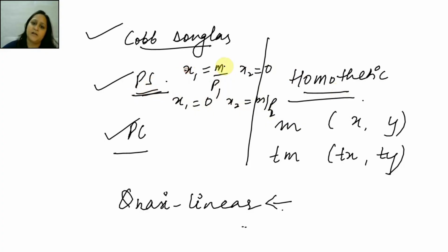If M doubles, x1 doubles. If M triples, x1 triples. So on and so forth. आप similar example perfect complement का लेके अपने आप भी solve कर सकते हो to prove this point, but you will still get the same answer. The only thing I'm trying to say is, अगर आपको कोई पूछे what are the examples of homothetic preferences, you can write any example of a Cobb-Douglas utility function, perfect substitute utility function, or a perfect complement utility function.